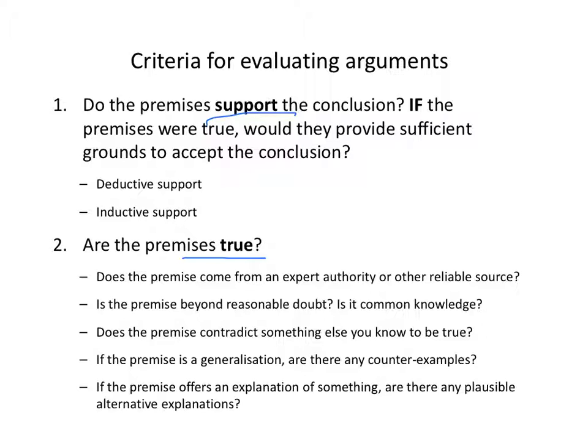And we saw that there were two main types of support: deductive support, where if the premises are true, the conclusion would have to be true, couldn't be false, and inductive support, where although the argument's not deductively valid, still, if the premises are all true, they would give you a good reason, sufficient reason to accept the conclusion, because they make that conclusion almost certain or much more likely, or something like that.